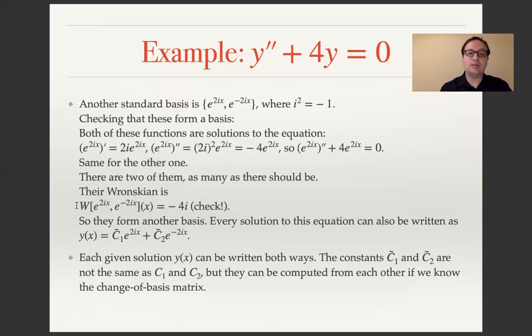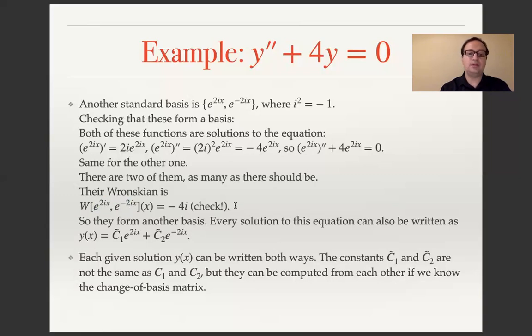And in our case, linear independence is checked by using the Wronskian. So the Wronskian of e to the 2ix and e to the minus 2ix is minus 4i. And again, you can check this, and you should, by using a determinant. All right, so we have two functions. They are linearly independent, so they also form a basis for the space of solutions.